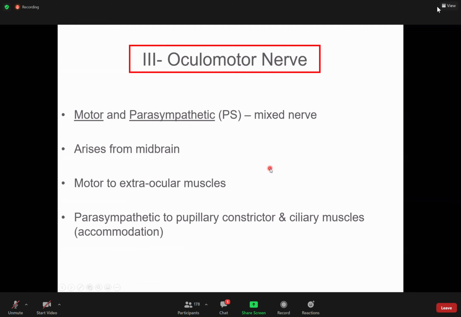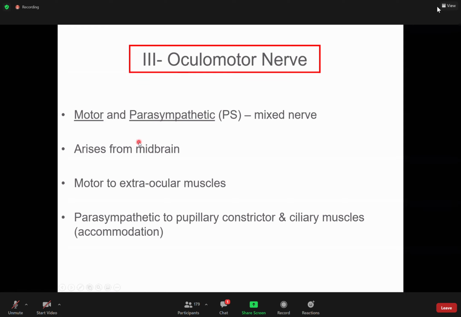Now we are going to discuss each specific cranial nerve starting from 3rd to 12th. We are going to discuss their role and what happens if they get damaged. So if you see the 3rd cranial nerve, we are not going to talk about the 1st and 2nd, because 1st and 2nd do not originate from the brainstem.